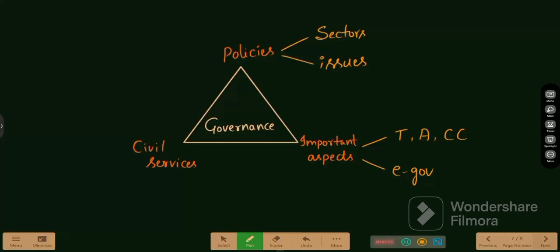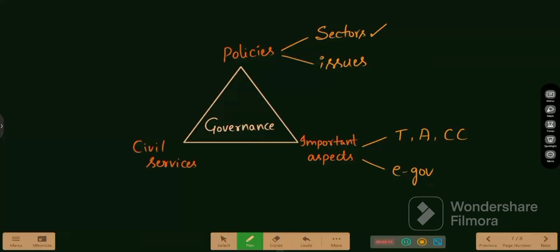The governance, again I am using a triangle, that means 3 major topics, 3 major dimensions, headings that have been given in the syllabus. So first is related to policies, second is important aspects, you can say components of governance, and third is the role of civil services. Now coming to the first point, you need to know the policies enacted by the government for development in various sectors.